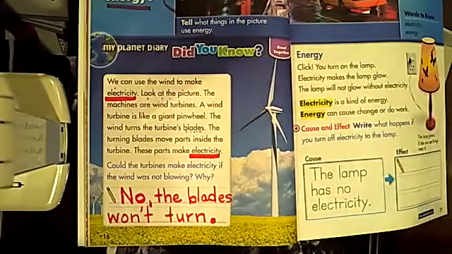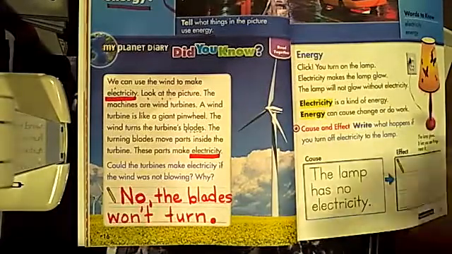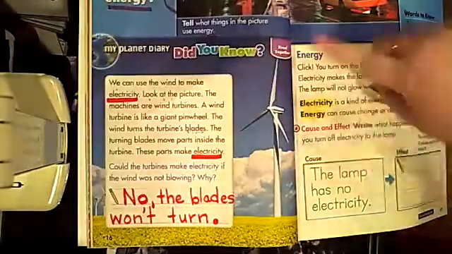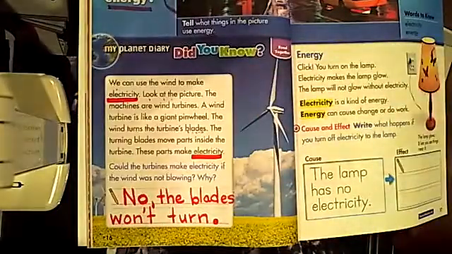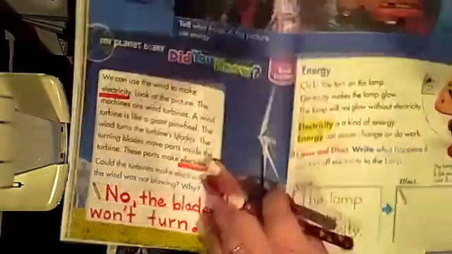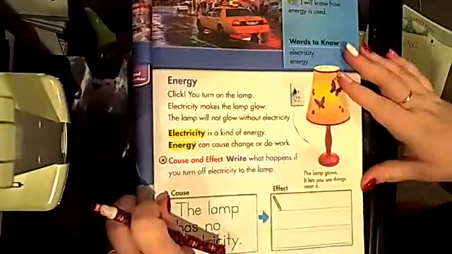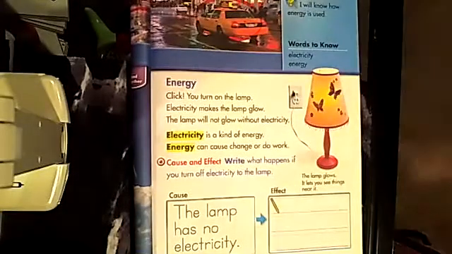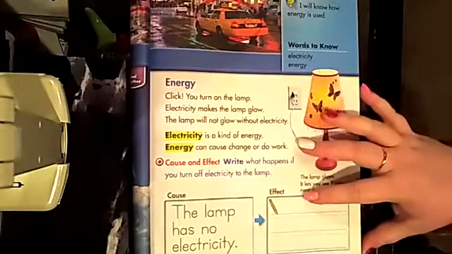Go ahead and pause the video if you need to. Again, you're using a pencil to write, no, the blades won't turn. And we know if these blades are not turning, then no electricity will be made. If you need to pause, go ahead. If not, we're going to keep on moving. I'm going to put this behind, just like so. And then we'll get started. Okay, on to page 17.